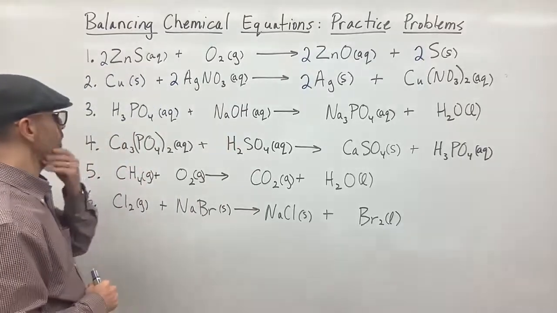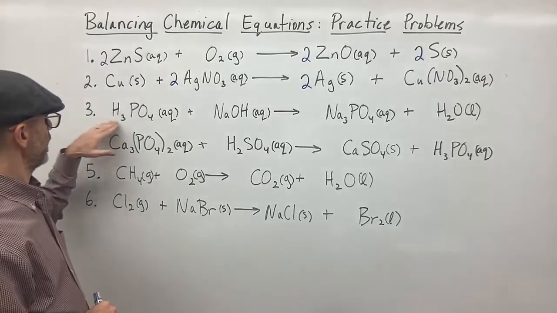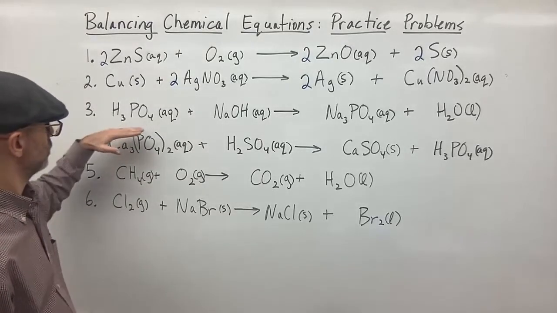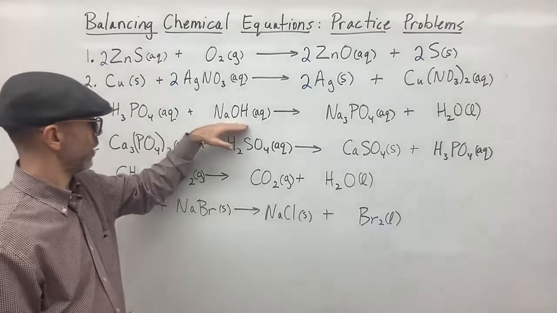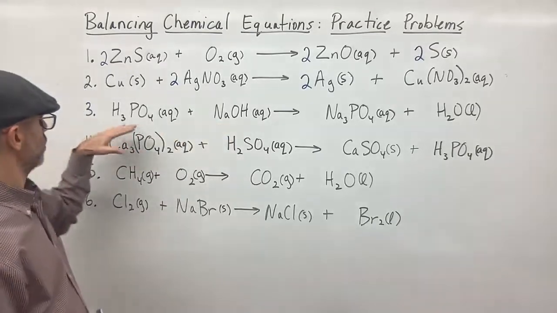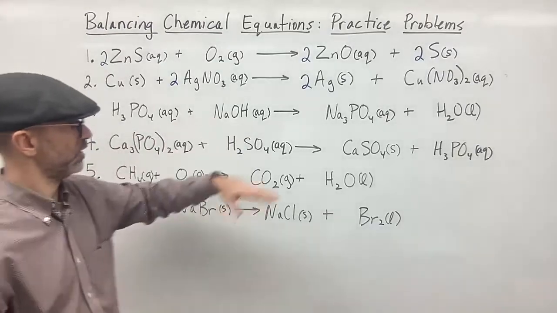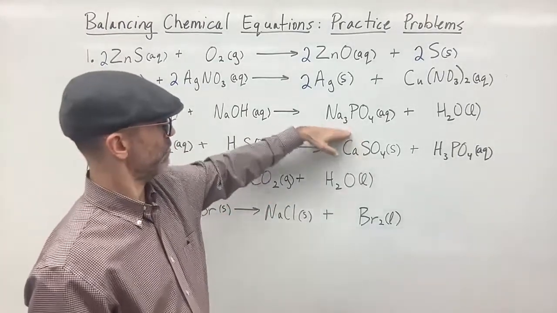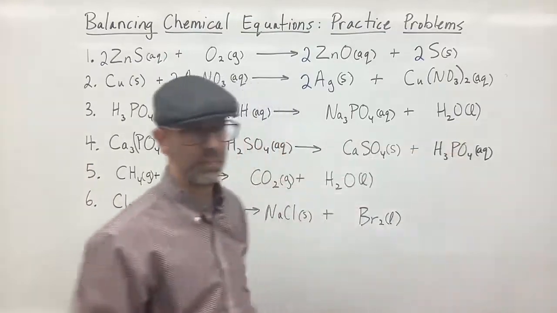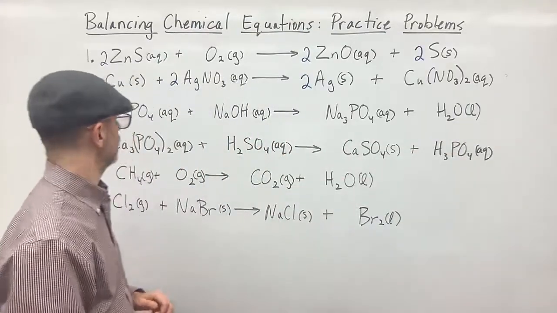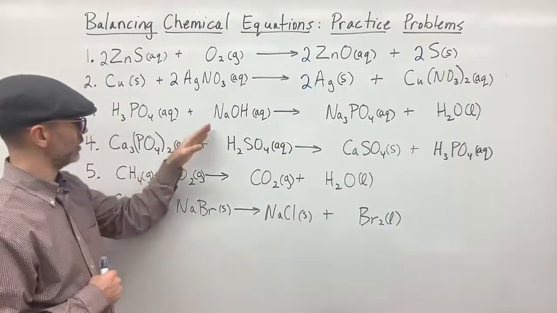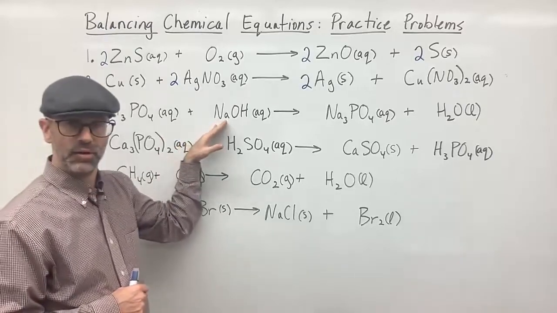So number 3, we have H3PO4 and we have NaOH. So we have our phosphoric acid reacting with sodium hydroxide, and that's going to give us our sodium phosphate and water. And so let's balance this. So again, we'll balance our metals first.